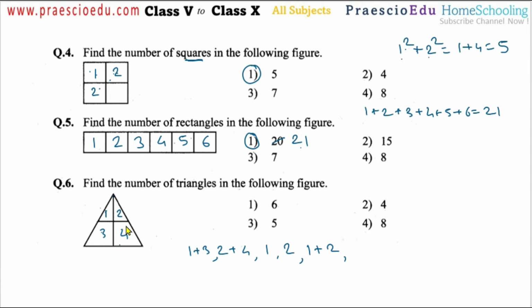Then we can say 1 plus 2 plus 3 plus 4, all together, makes the one outer triangle. So this is now 1, 2, 3, 4, 5 and 6. So there are a total of 6 triangles. 6 triangles is given in option number 1.